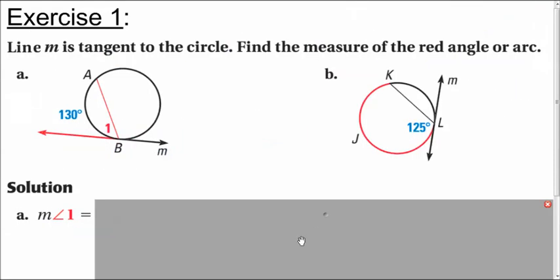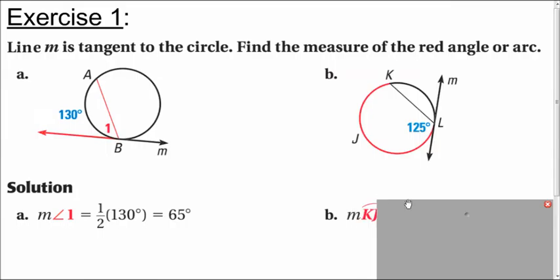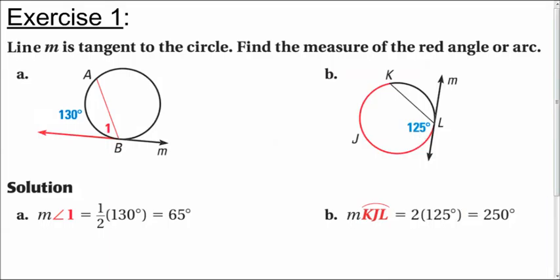So let's apply this. What's the measure of angle 1 here? Well, by our tangent-secant theorem, it's going to be half of 130 degrees, so 65 degrees. And for major arc KJL, it's going to be double the measure of that angle, so 250 degrees.